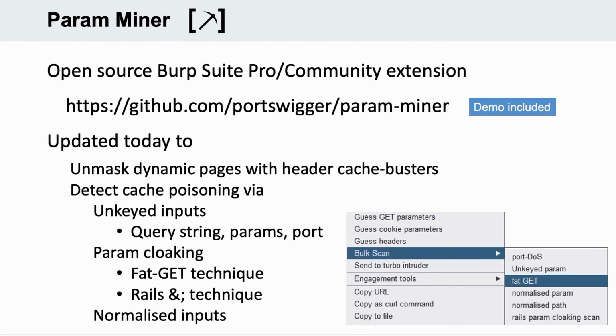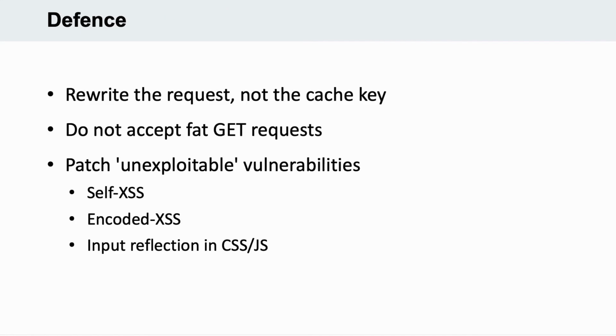So I was going to release a standalone tool for this research, but instead I've done an update to Param Miner, which is the open source Burp Suite extension that I originally wrote for my prior cache poisoning research. It can find almost all the techniques mentioned in this presentation, and there's a demo of me using it to exploit a fat GET vulnerability in Rack Cache on the GitHub page. Please check it out.